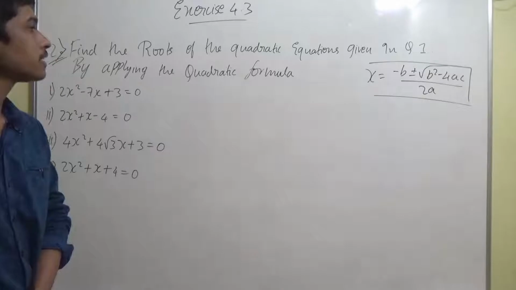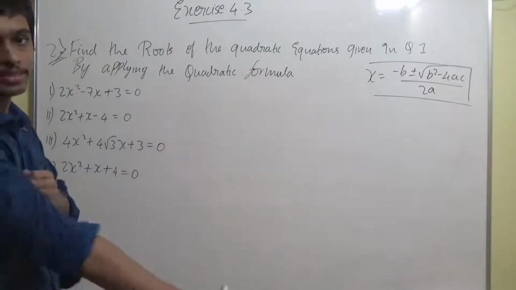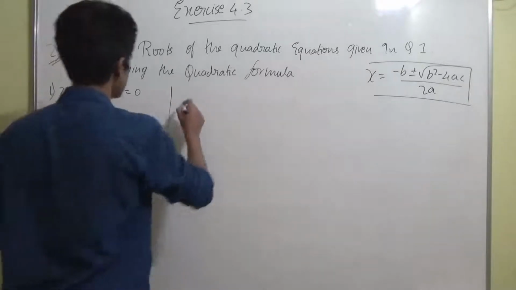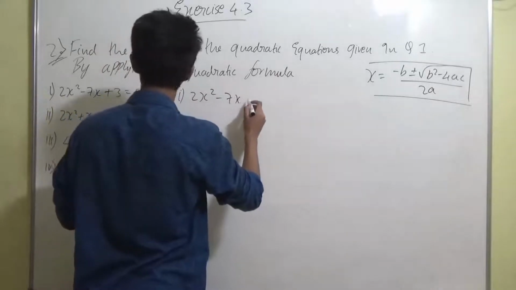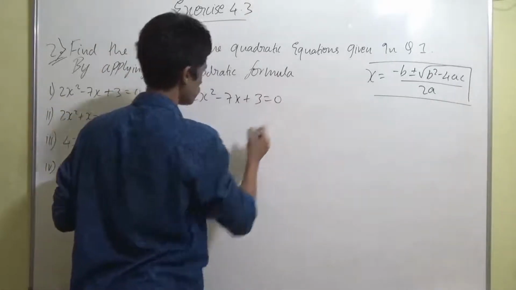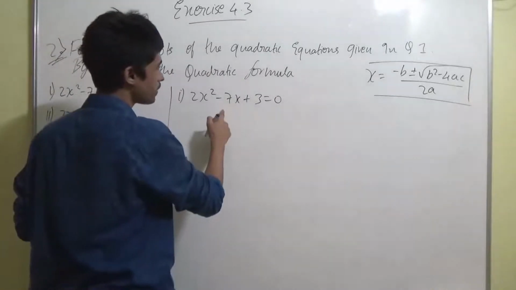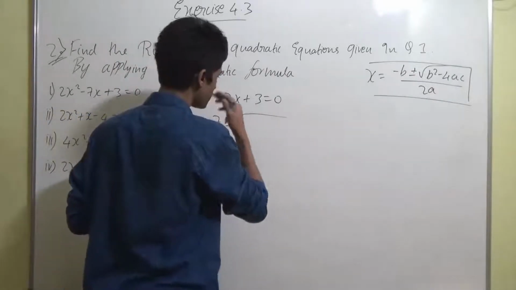Just a minute, guys. Yeah, using the quadratic formula. So I already have the formula over there. We have to just put the values and then find the value of x. As simple as that, right? Let's take the first sub question first. It is 2x square minus 7x plus 3 equal to 0. Okay, now we have to put the values. Minus b is minus of minus 7, it becomes plus 7, plus or minus root of b square minus 4ac.